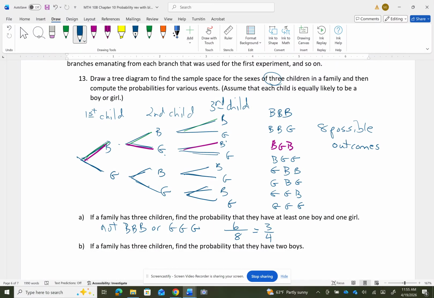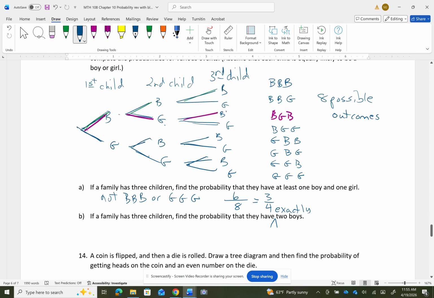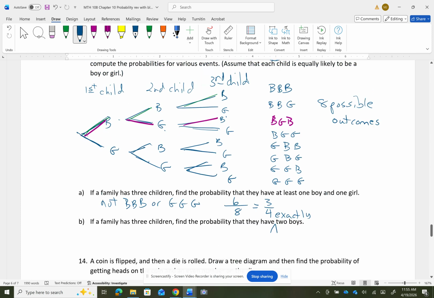On this one, let me add a word in here. If a family has 3 children, find the probability that they have, let's put in here, exactly, let's be a little more precise, exactly 2 boys. Because I have the list of possible outcomes, I can just come up here and say, okay, exactly 2 boys. There's 2 B's, there's 2 B's, here's 2 B's, just those 3. So the only ones that I found that had 2 boys in it would be these.